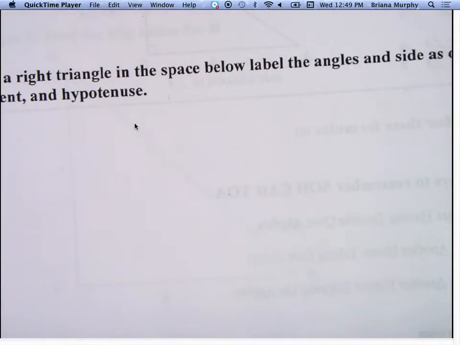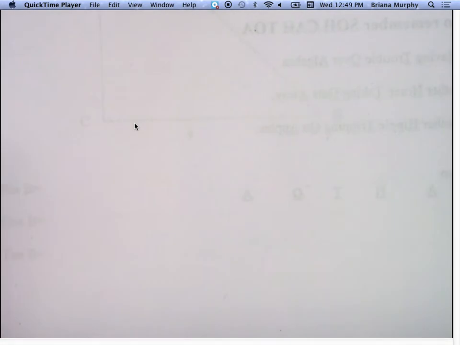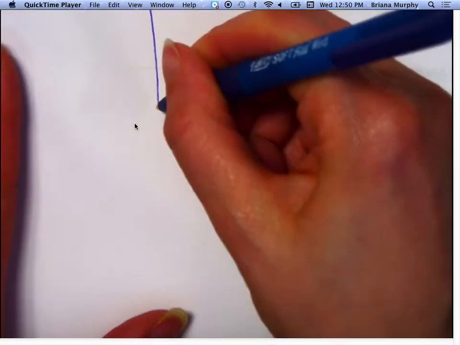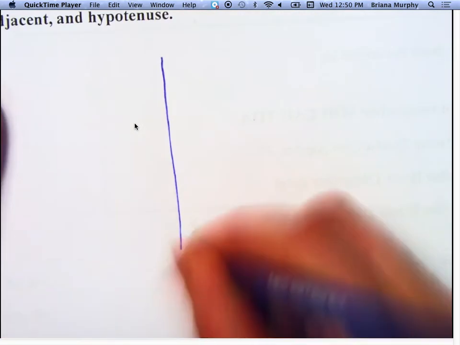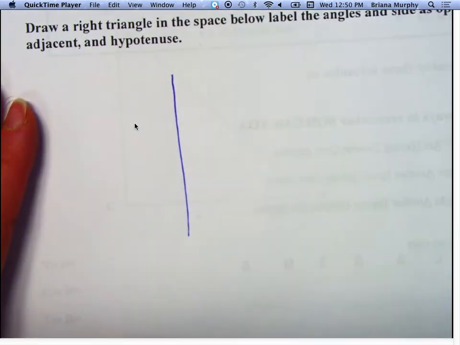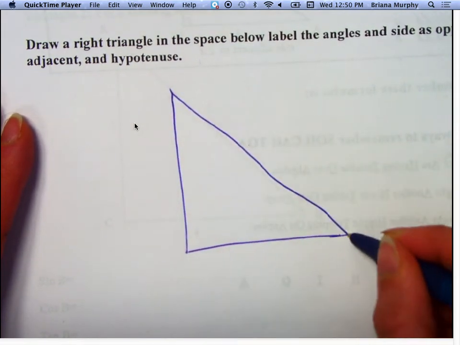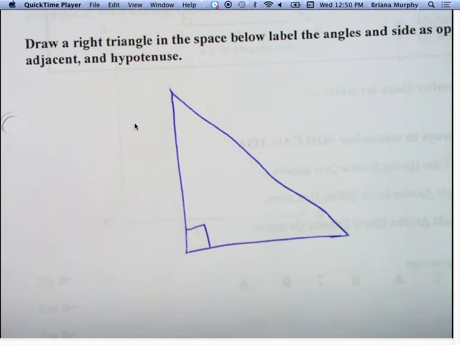Some basic trig. Okay? So, we're going to start with drawing a right triangle. We're going to skip what trigonometry means. We're just going to draw a right triangle. Okay, here's my right triangle. We're going to label the angles.